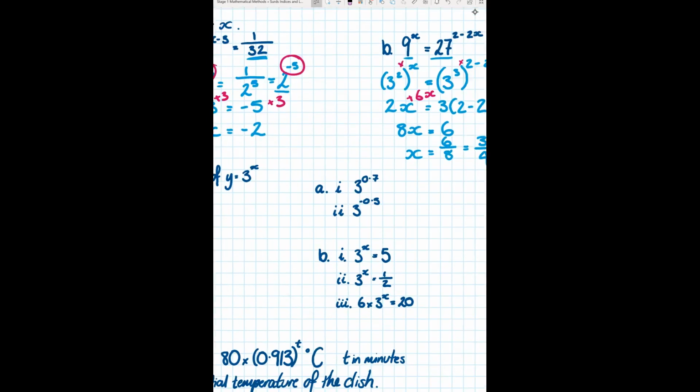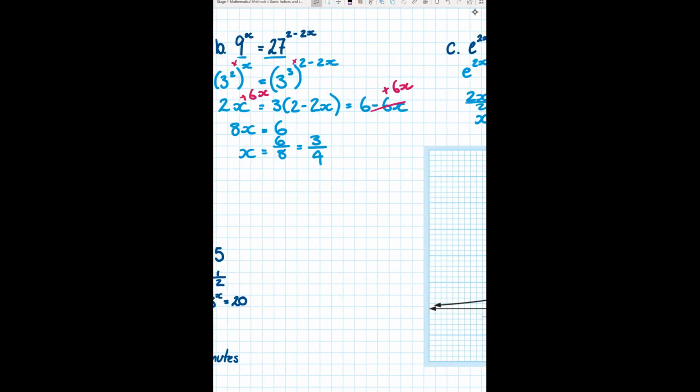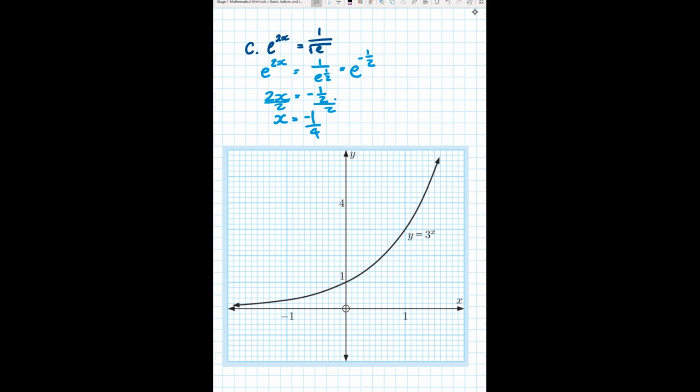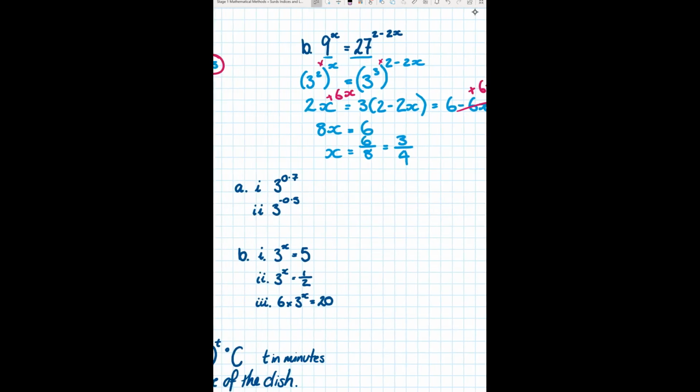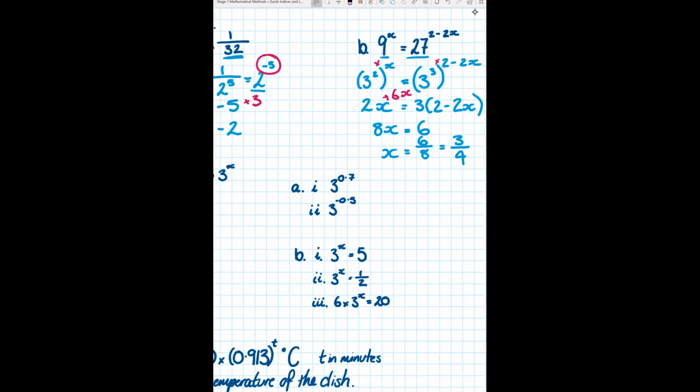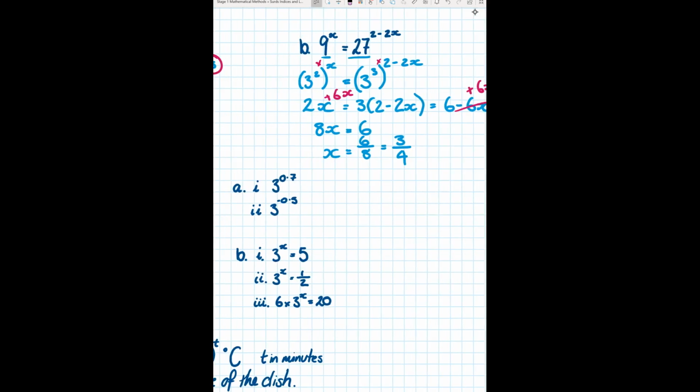Okay, for question 9. We have here the graph of y equals 3 to the power of x. So it's an exponential relationship. And the questions are asking us to read some information off the graph. So first of all, what is 3 to the power of 0.7? So that's saying, well, what happens when x equals 0.7?